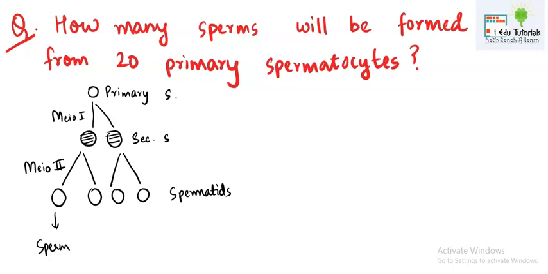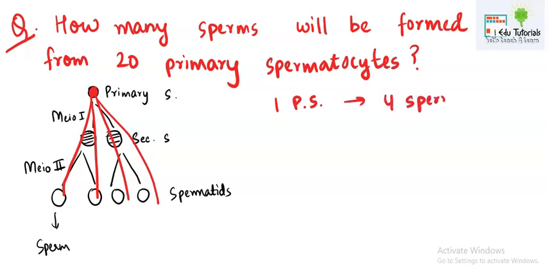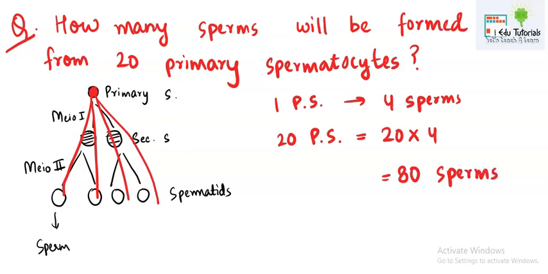So here we have to do the calculation for 20 primary spermatocytes. If you see the concept again, we have taken 1 and how many are we getting? We are getting 4 sperms. Very simple. So here 20 primary spermatocytes are given. One primary spermatocyte forms how many sperms? 4 sperms. You are being given 20 primary spermatocytes. So how easy it is? Just multiply the given value by 4 and your answer will come 80 sperms. Again, such a question is asked in the board examination.